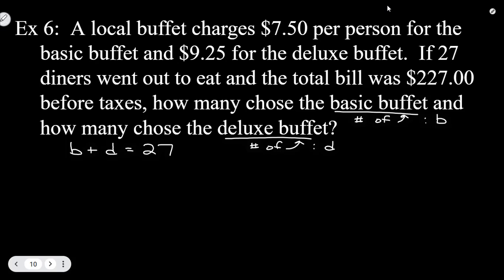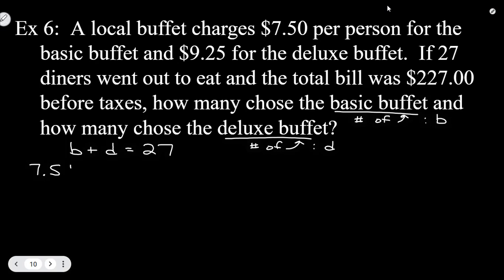You can use whatever variables you want. Just make sure they're labeled so you know what they are. Does that make sense? The number of people who chose the basic and the number of people who chose the deluxe added together are 27 because it said 27 people went. So then you can do 7.50B plus 9.25B.